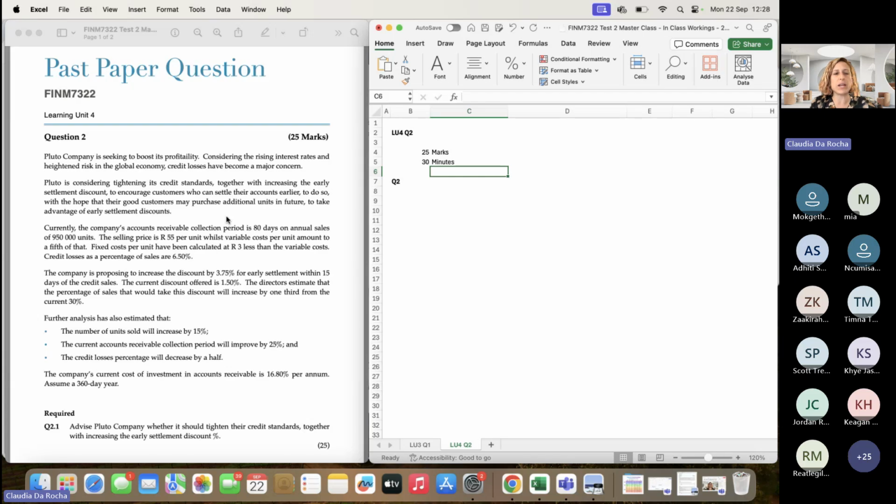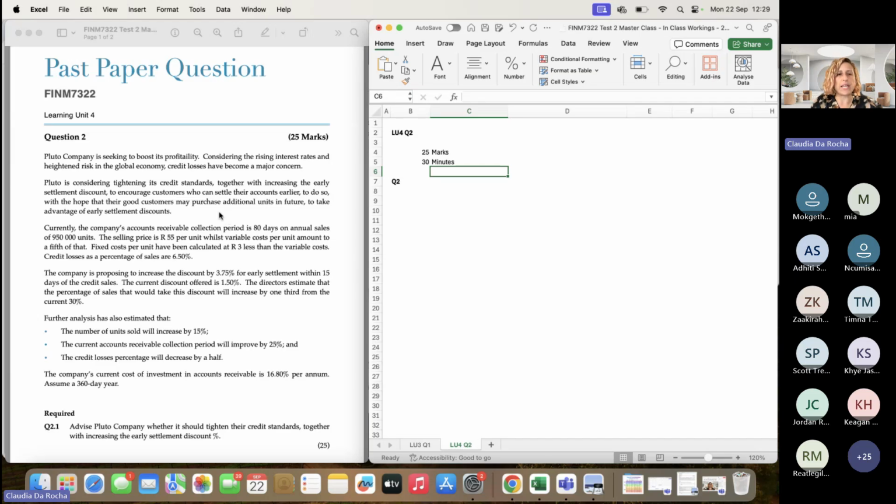The directors estimate that the percentage of sales that would take the discount will increase by 1/3 from the current 30%. Further analysis has also estimated that the number of units sold will increase by 15%, the current accounts receivable collection period will improve by 25%, and the credit losses percentage will decrease by 1/2. The company's current cost of investment in accounts receivable is 16.80% per annum and assume a 360-day year.